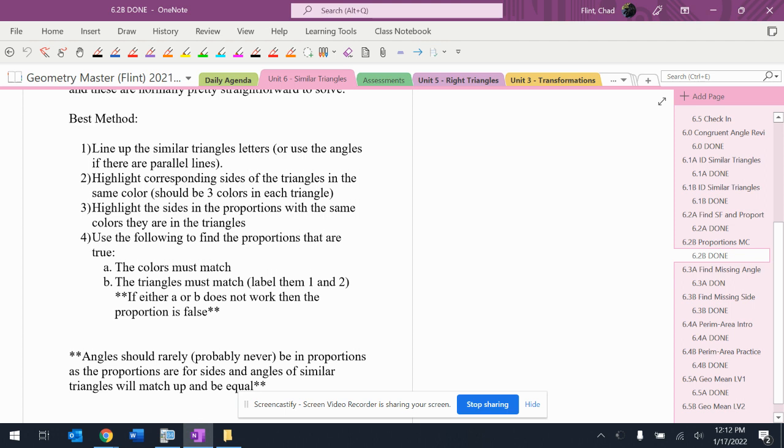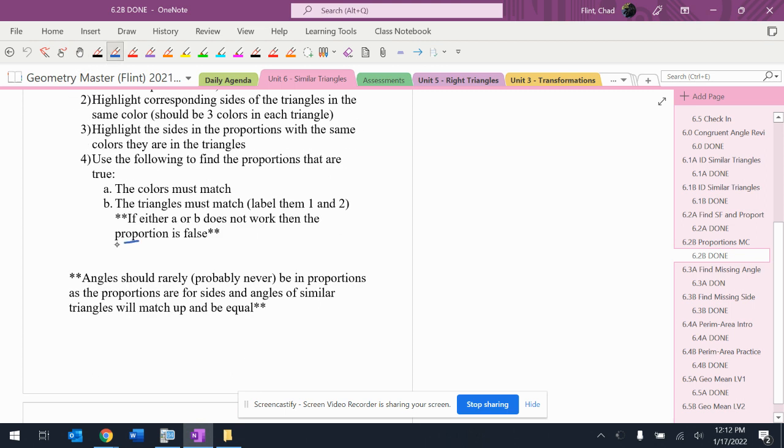All right. And then this last thing here is something I've seen popping up lately in some questions. Angles should rarely, probably never, be in proportions. So if you have angles in proportions, it's almost definitely the answer that's false. All right. So be on the lookout for that.